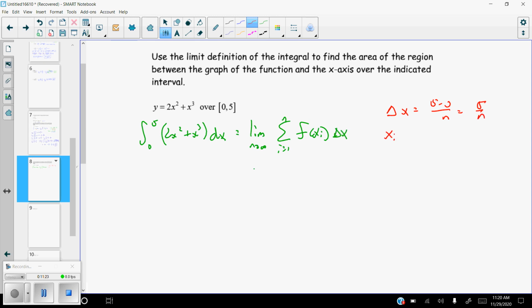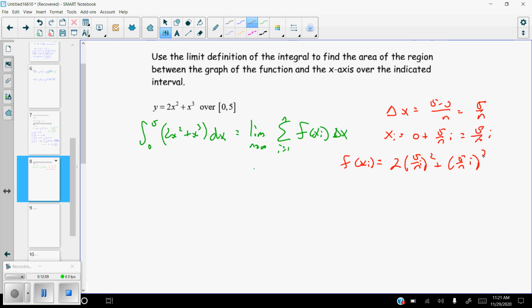x sub i is a, which in this case is 0. It's actually kind of nice, plus i times delta x. So that's 5 over n times i. So it's really just, because I don't need the plus 0, 5 over n times i. So f of x sub i is what I get when I plug in the 5 over n i into the original equation. So it's 2 times (5 over n i) squared, plus (5 over n i) cubed. That's f of x sub i.